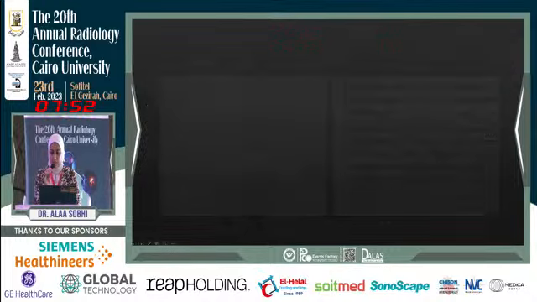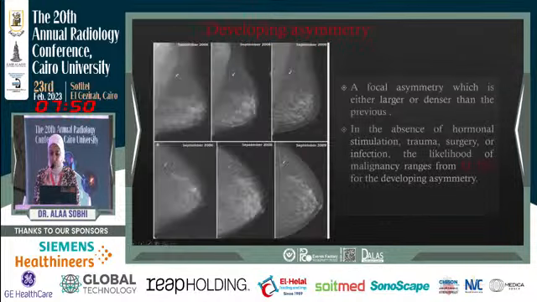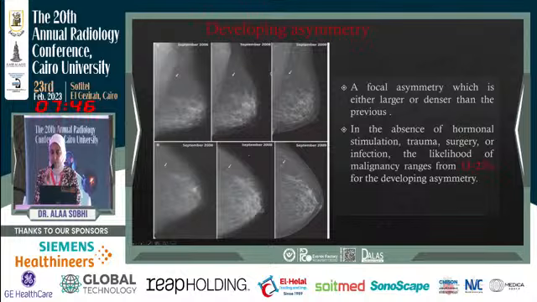The last type, the developing asymmetry. It is a focal asymmetry, but either larger or denser than previous. So the previous imaging is essential to compare. In the absence of hormonal stimulation, trauma, surgery, or infection, the risk of malignancy is high, 13 to 27 percent, for the developing asymmetry. Okay.